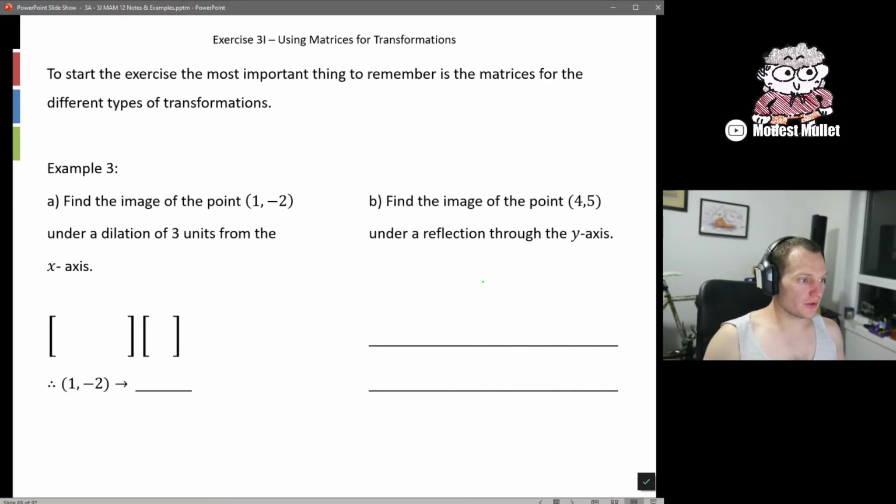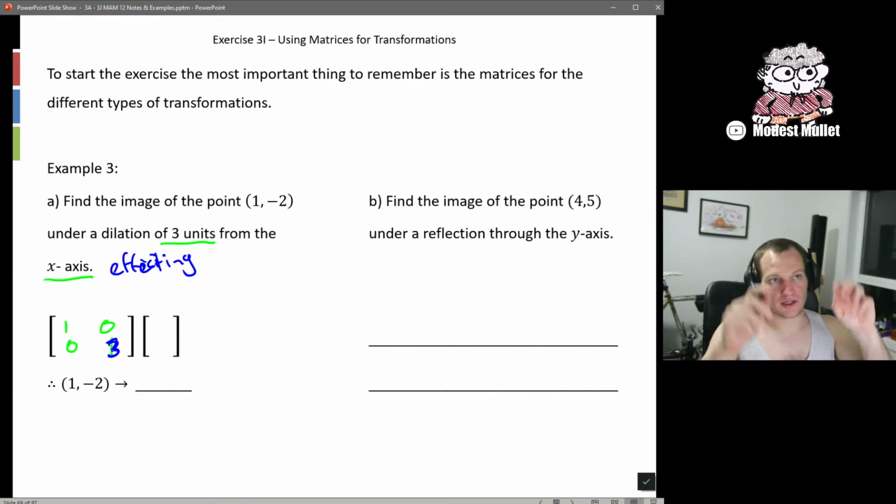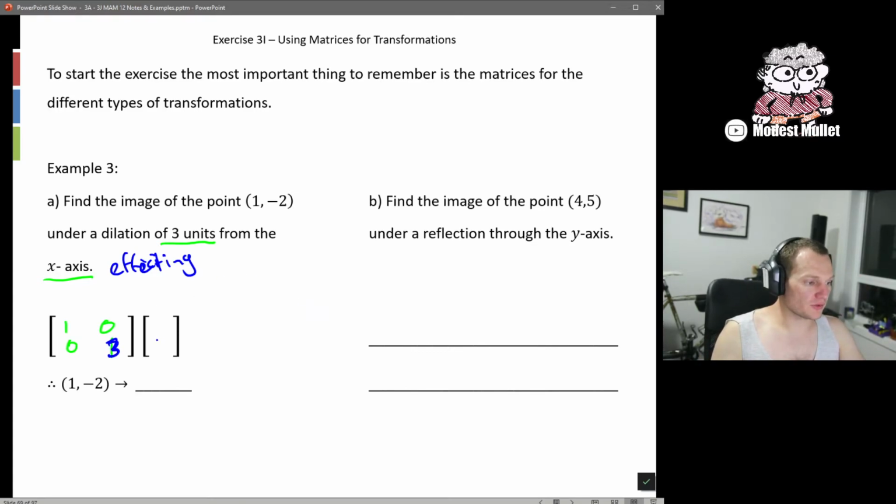So, let's have a go. Find the image of the point 1, negative 2, so that's our original coordinates, under dilation of 3 units from the x-axis. I'm just going to put 1, 0, 0, 1 in here, and then think, what do I need to change it to? I'm dilating 3 units from the x-axis, so that means I am affecting the y-coordinate, and I'm dilating by a factor of 3, so I need to change my y-affecting part of my transformation matrix to a 3.